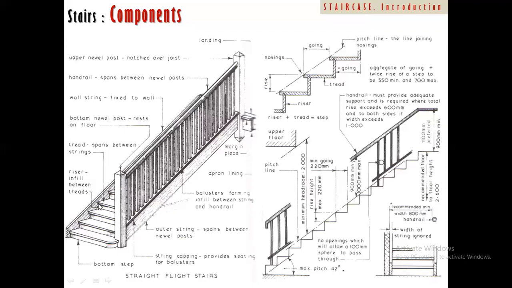And this molded part coming out of this riser area is called a nosing. This entire portion is the flight. At the end of the flight, you see there is the newel post, which gives support to the entire assembly: the string, the handrail, and the balusters.